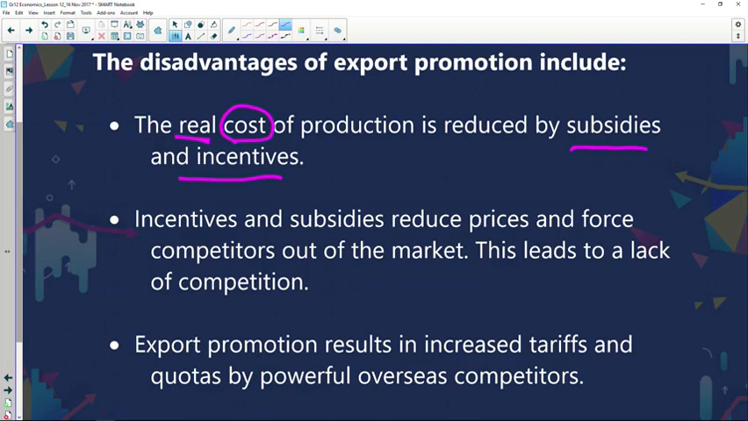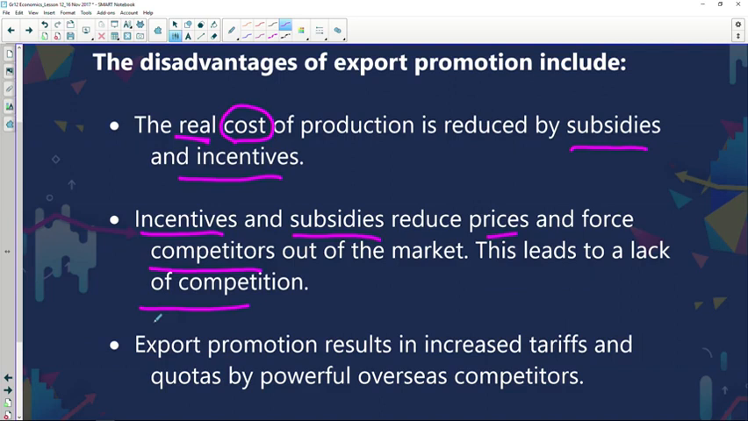Incentives and subsidies reduce prices and force competitors out of the market. So this leads to a lack of competition. The incentives that we discussed earlier on and the subsidies will reduce the prices, and in return they force the competitors out of the market, and this leads to a lack of competition. And we know that competition is a healthy aspect of the economy. So if we don't have competition, then we don't have a healthy economy, because we end up with markets that are of a monopoly type.